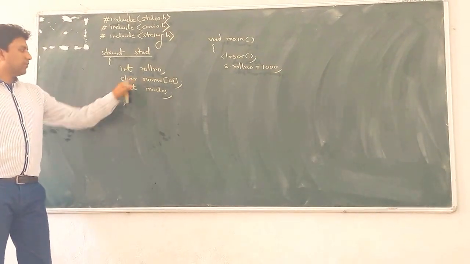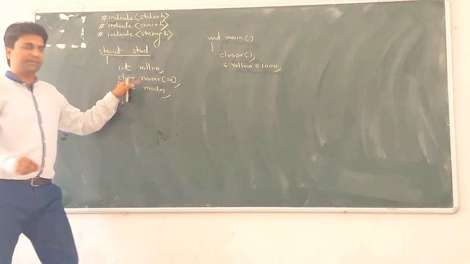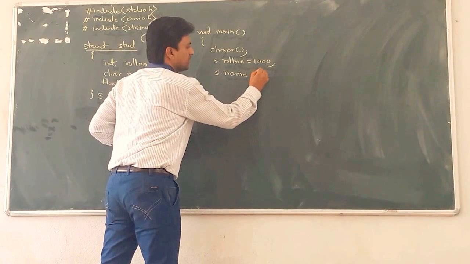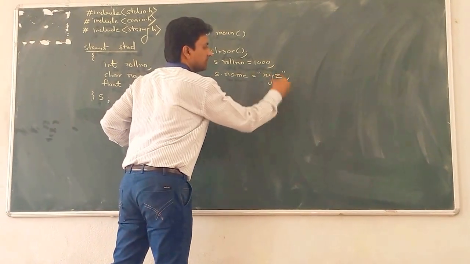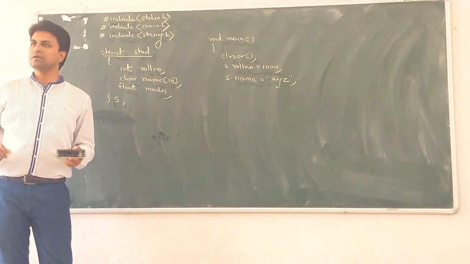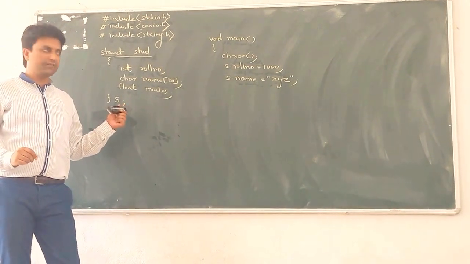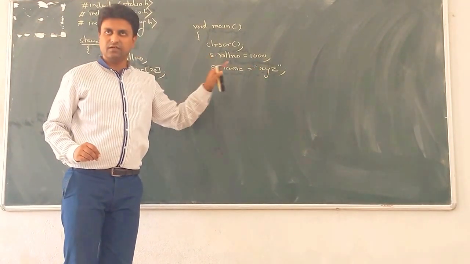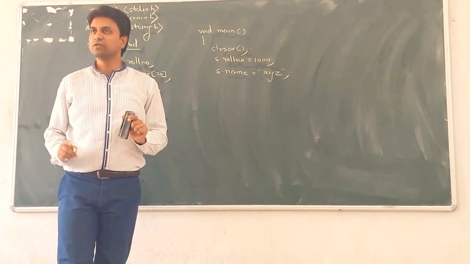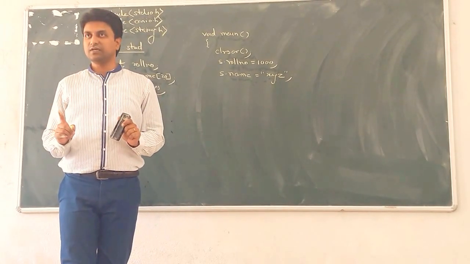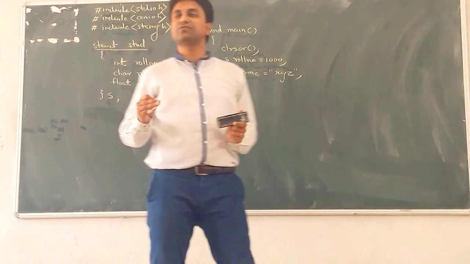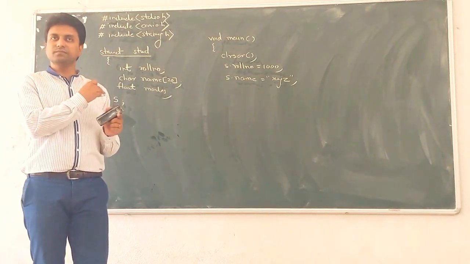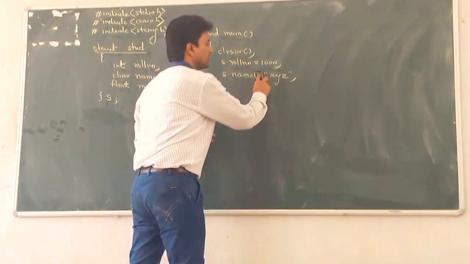Next, name of the student. So s dot name is equal to double quotes XYZ. Is it working? Directly we can assign the value of a string, that is the name of the student. Suppose the name of the student is XYZ. Can we directly assign it using the assignment operator? No, it is not possible. For that there is one function, string copy, which copies one string from another string. So use the string copy function.